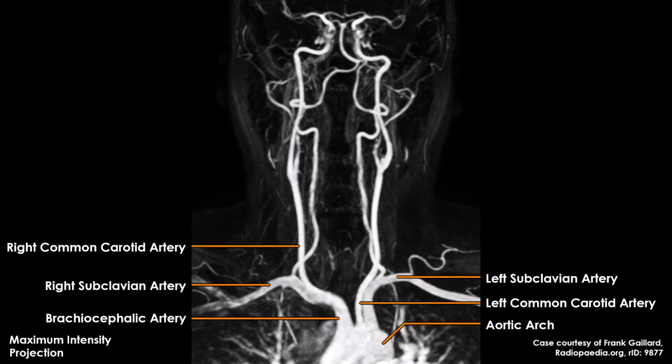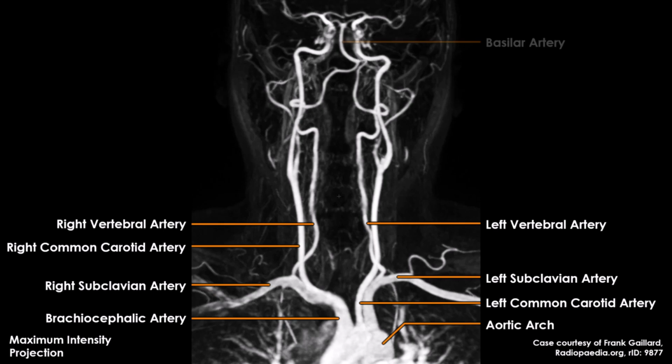The right and left subclavian arteries are the origin of the right and left vertebral arteries. The vertebral arteries travel through the vertebral column by way of the transverse foramina within the transverse processes of the cervical vertebrae. The vertebral arteries eventually converge at the base of the brain to become the basilar artery and supply the posterior side of the circle of Willis.